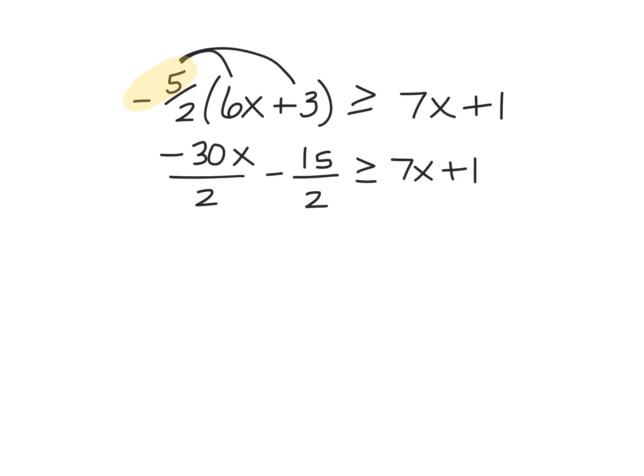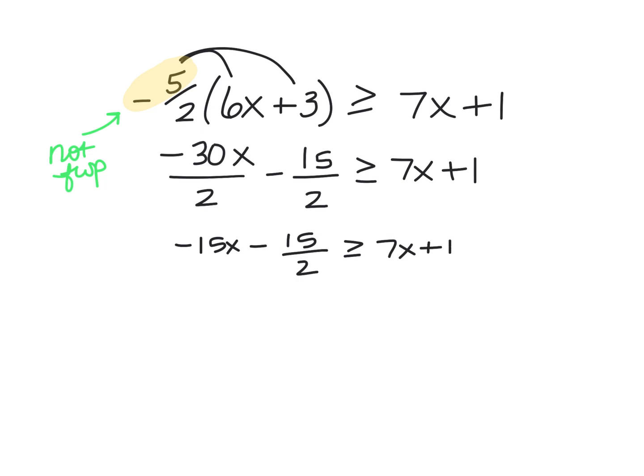Now notice, this sometimes gets tricky. This negative 5 that you're multiplying by does not flip because you're not multiplying both sides of the equation. You're just distributing that. So this does not flip. All right, now we're going to simplify just like we did with fractions once before. So this is negative 15x minus 15 over 2 greater than or equal to 7x plus 1.